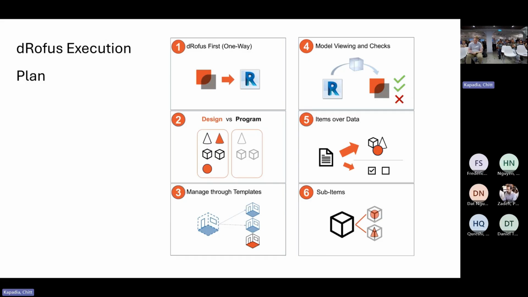Model viewing and checks: the Rufus has this tool called Web Rufus where you're able to see live what's in the model and what's in the Rufus without having to open a Revit model. Items over data, this one is a new one for us. I'll speak to it more later, but essentially we're trying to make sure we're comparing apples to apples. I'll give you a few examples later. And last would be the sub items. If you have items that have a parent or child relationship, we make sure to put them as sub items, not as individual items, but connected to a parent item.